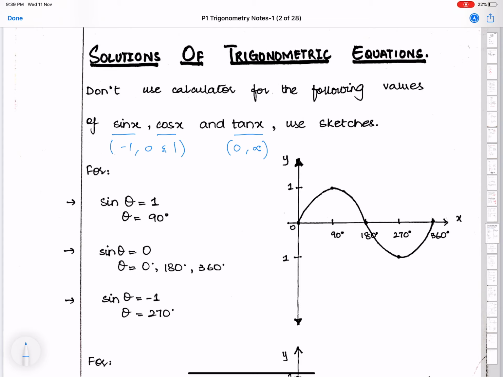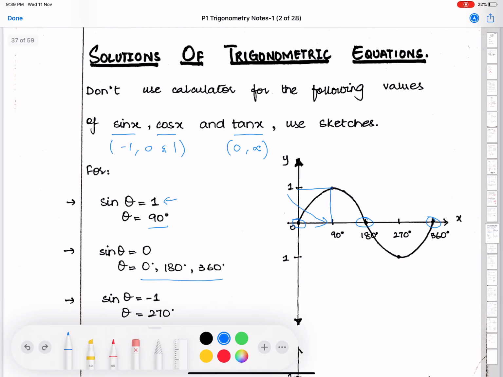Well, when sine theta is 1, then according to this sketch, the corresponding value is 90. Therefore, the answer is 90. When sine theta is 0, then there are three values: 0, 180 and 360. So these are three possible answers. And when sine theta is -1, the value of theta is 270. So according to the sketch, we can get all the possible answers.